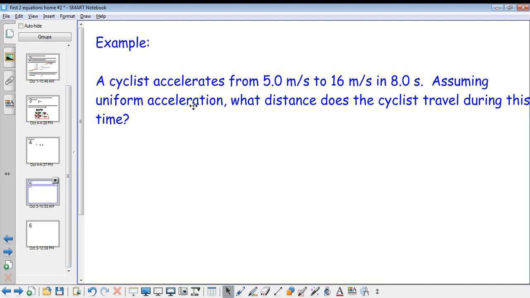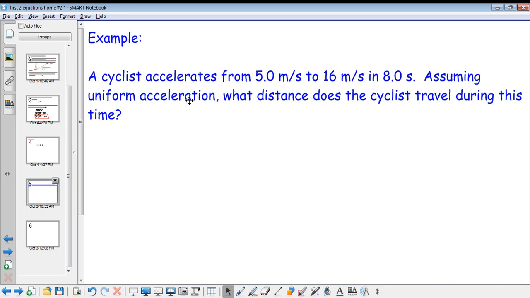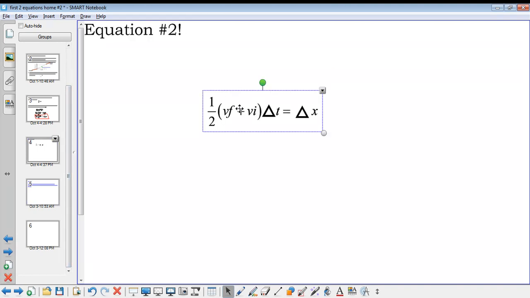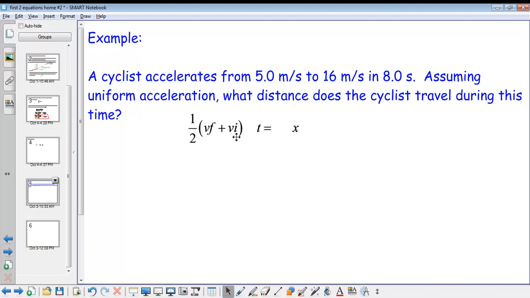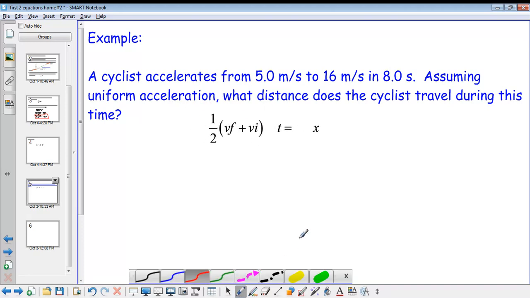Here's your example problem. A cyclist accelerates from 5.0 meters per second to 16 meters per second in 8 seconds. Assuming uniform acceleration, which is we always have to assume, what distance does the cyclist travel during this time? Well, let's go back here and let's copy and paste the equation we're going to use, although deltas don't transfer, so we'll put them in there.